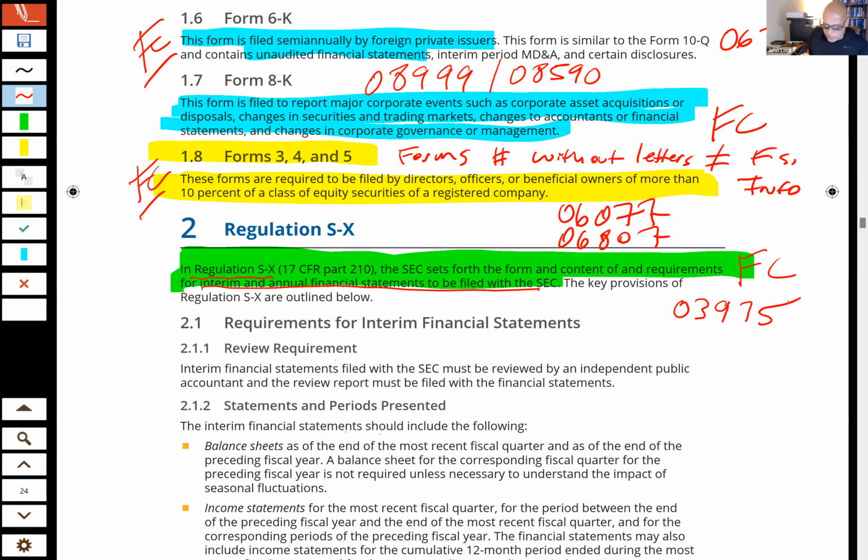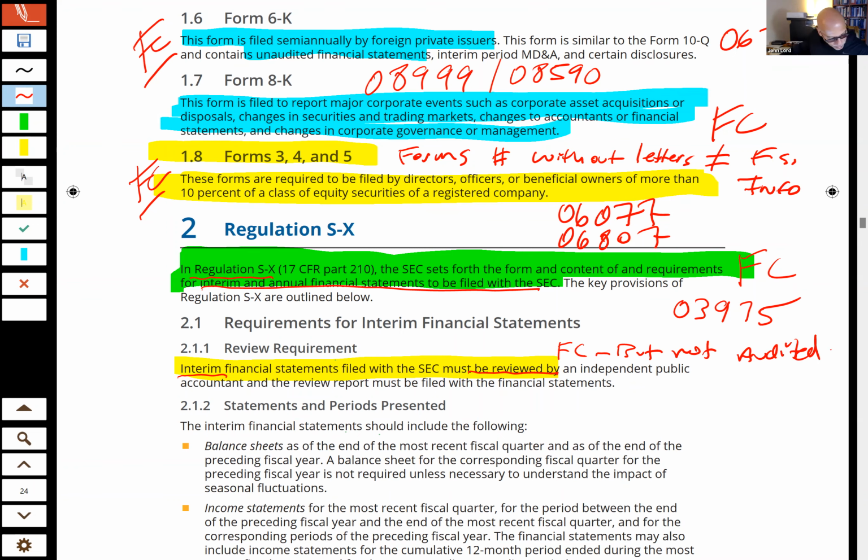Okay, and the quarterly interim statements are to be reviewed. Okay, you can flashcard that. They are reviewed, but not audited.